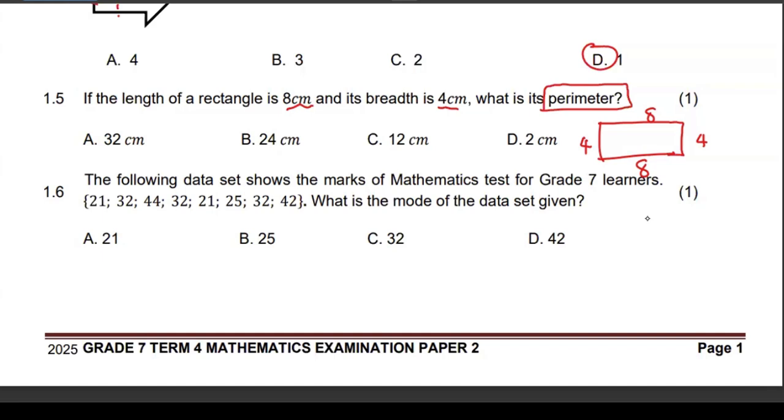So we need to add up all these numbers together so that we have 8 plus 4 plus 8 plus 4. So that is a 12 plus a 12, which gives us 24 centimeters, which is that one.